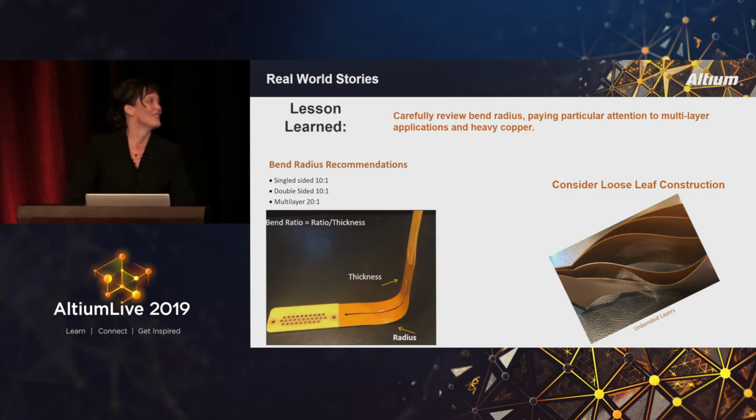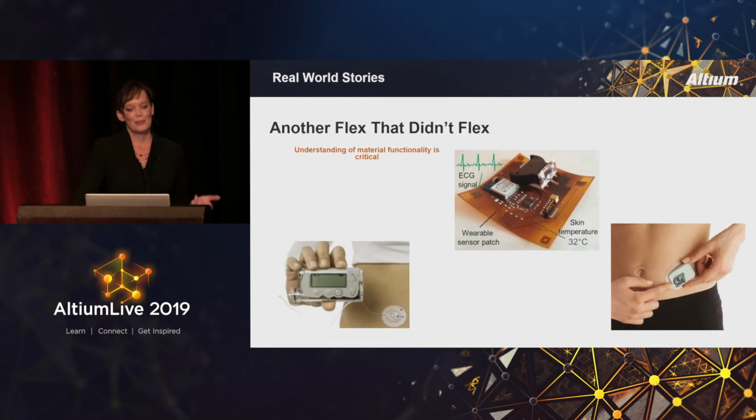So in this case, it was a very easy fix. We just simply went with loose leaf construction or unbonded layers that you see over on this side over there. Very easy solution once I got over the embarrassment of shipping somebody a flex that didn't flex. But the other lesson learned is, the thickness actually does accumulate much faster than you think, especially when you're using solid copper shielding. So always pay attention to the overall thickness and the bend radius that you're going to need.